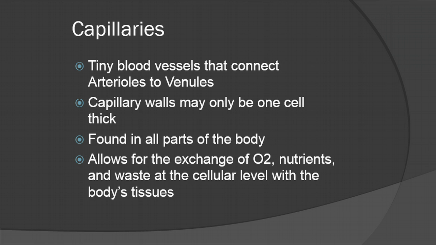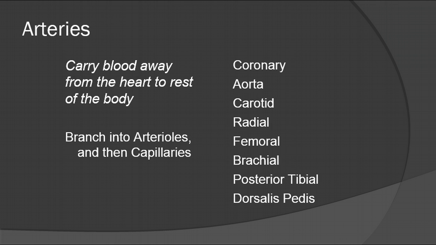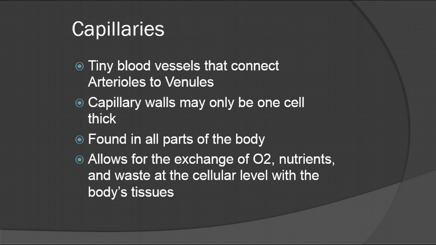Capillaries are tiny blood vessels that connect the arterioles to venules. So remember, before we were talking about the diffusion process of oxygen and carbon dioxide in the lungs. Well, along with that process, you also have something occurring where arterioles and venules connect, and they connect in the capillaries. The capillary walls are very, very small. They may only be 1 cell thick. And they're found in all parts of the body.